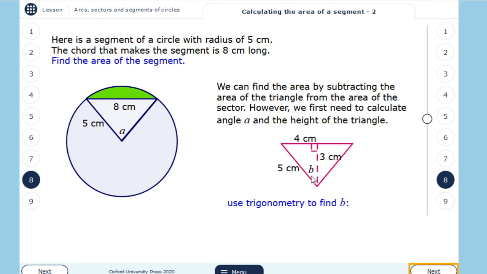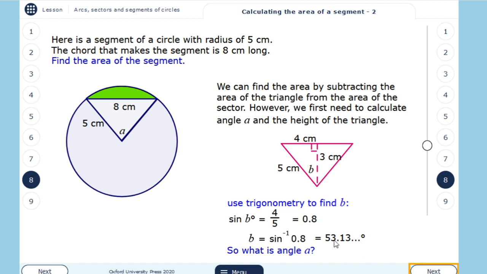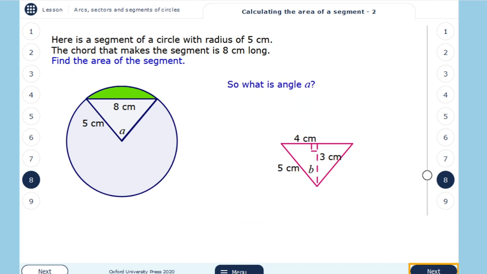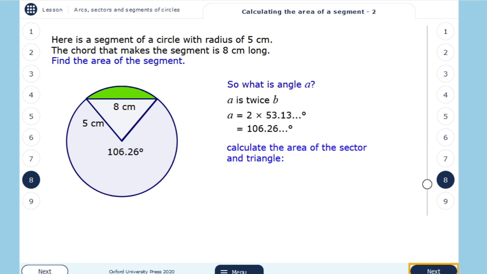Now I can find my angle B in this triangle. I can use sine, which is opposite over hypotenuse, and then the inverse to find the angle. So the angle B is 53.13. So how much is going to be A? 2 times that, so 106.26 degrees. Now I can calculate the area of the sector.